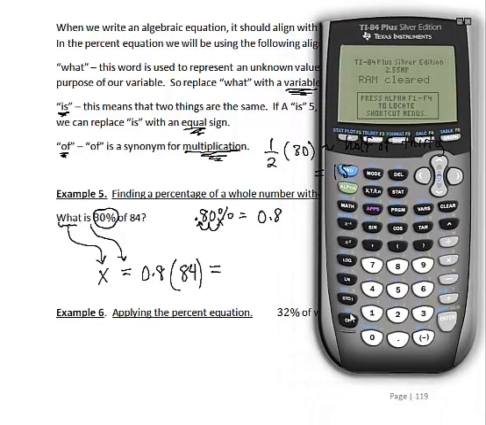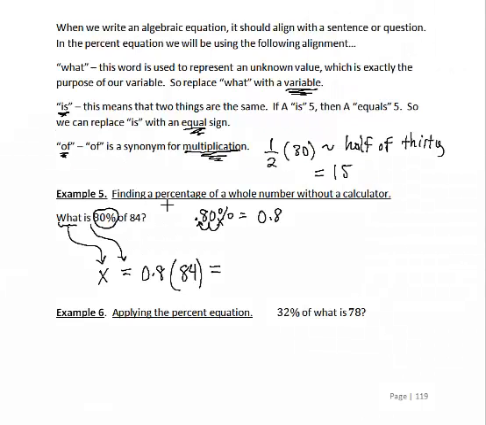So, pull up my calculator and I type 0.8 times 84, and we get 67.2. And so we didn't really have to solve an equation in the regular sense. X was already by itself on the left, and so x is what number? Well, x equals 67.2, so we're done.